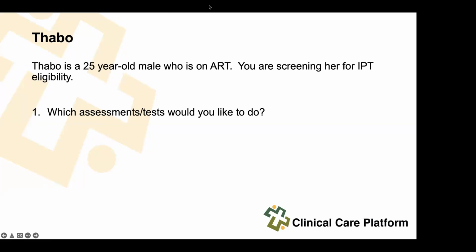Now, I have a small scenario just to engage you a bit. We have a case here of Thabo. Thabo is a 25-year-old male who's on ART. You are screening Thabo for INH. When you screen someone for INH, what assessments do you need to do before? So you have some options. I know there's others. You might type them, but I'm interested in the ones you are looking at now. You may select more than one if you think more than one assessment needs to be done. But yeah, this should be interesting.